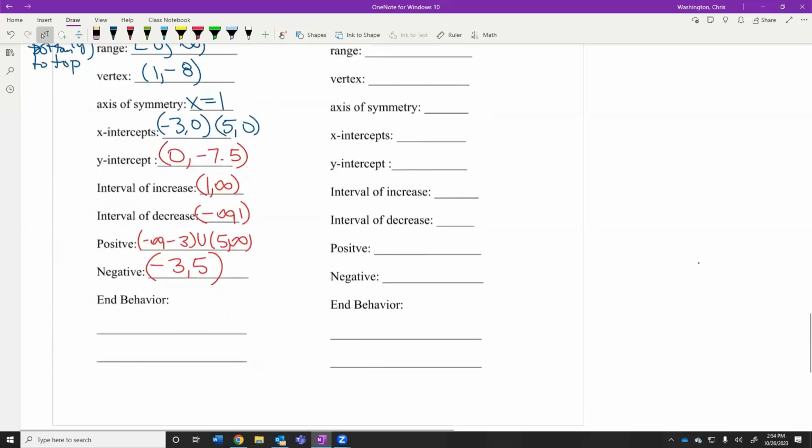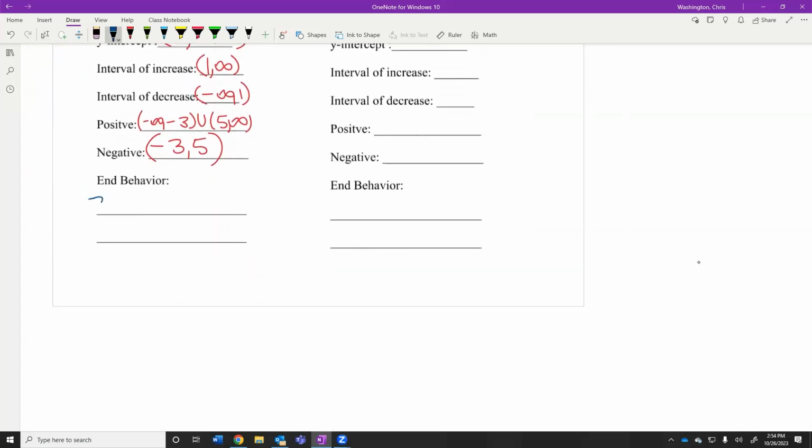All right, now, end behavior. The end behavior always confuses people because of the notation.